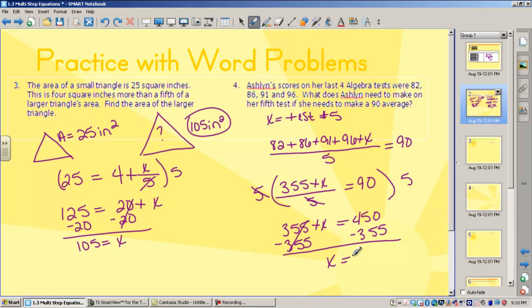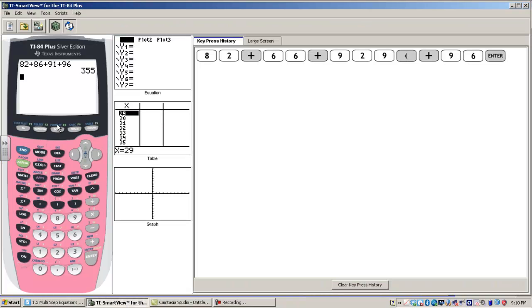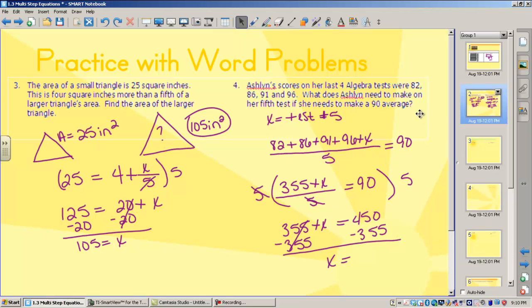Well, 450 minus 355, if you don't know that off the top of your head, you grab your handy dandy calculator. Yours might not be as cool as mine, but it gives you 95. So you get that the grade she needs to get on her next test is a 95 if she wants to make an A. That's what she has to make. It's possible, especially if Ashlyn studies. But so that's where we are. That's where we're going.